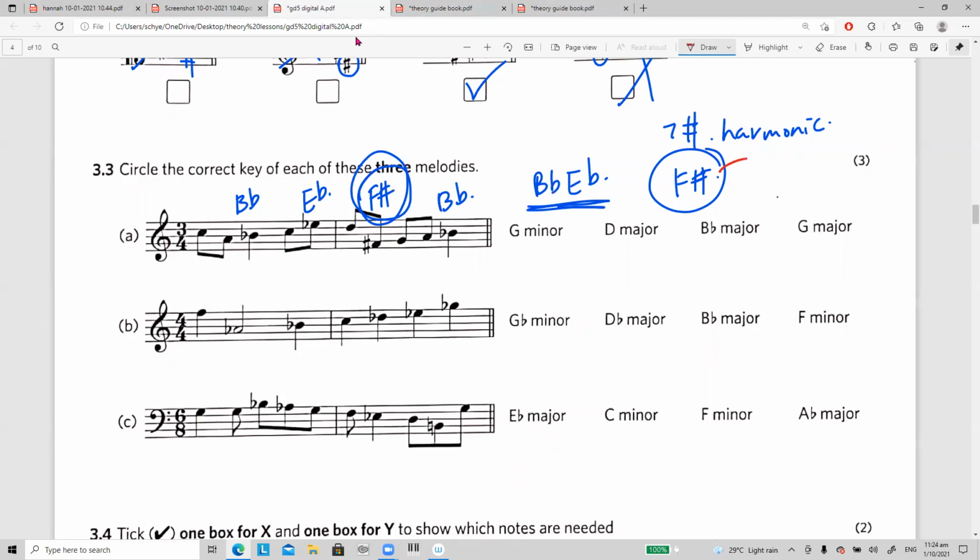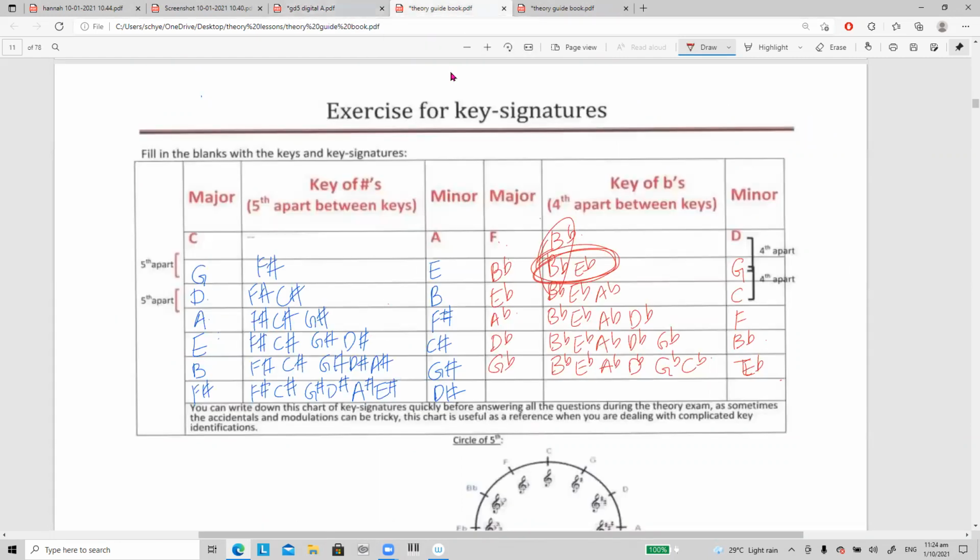So F going up a semitone is G, right? So if F sharp is the 7th note, then the 8th note is G. So it's very likely to be G minor because only in minor key we raise the 7th note. So in this case, I will say this is G minor. And if you look at the chart, you'll notice that G minor has 2 flats, B flat and E flat. So from here, you can further confirm that the key is G minor.